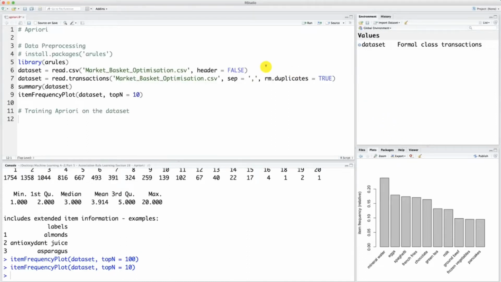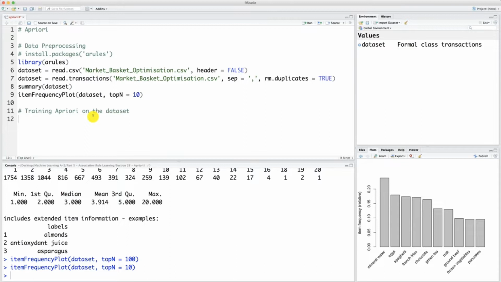So in the previous tutorial we did the data preprocessing step. We first imported the dataset the usual way with the read.csv function, but then we explained that we needed to create a sparse matrix containing all the transactions that occurred in the store during a whole week, and to build this sparse matrix we used the read.transactions function, including the rmDuplicates argument to remove all the duplicates. And this sparse matrix is exactly what we need to train our a priori model on the dataset. And that's what we're going to do in this tutorial.